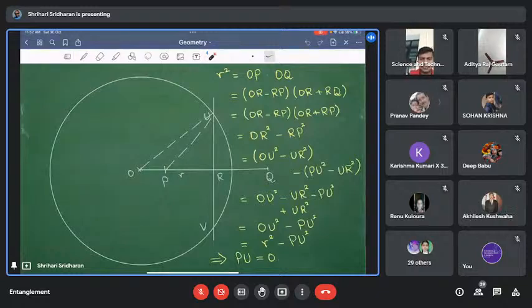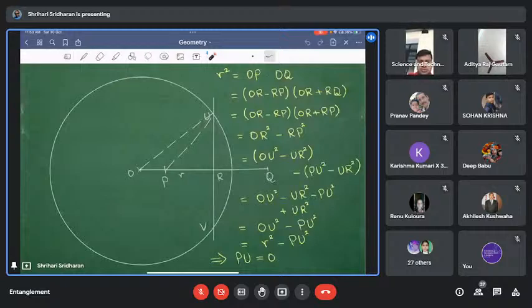I make use of the Pythagoras theorem. I know I have a right angle at R in triangles OUR and PUR. So making use of the Pythagoras theorem, I write OR squared as OU squared minus UR squared. I write RP squared as PU squared minus UR squared. I remove the brackets, which means I end up with OU squared minus UR squared minus PU squared plus UR squared. I cancel out the terms UR squared with a plus and a minus sign before them. What I'm left with is OU squared minus PU squared.